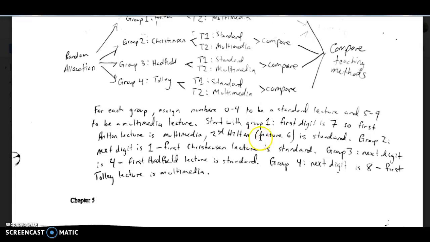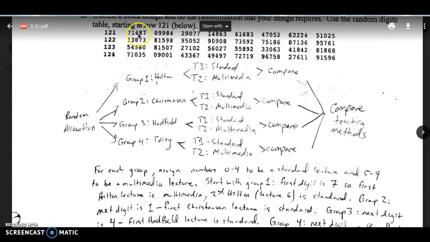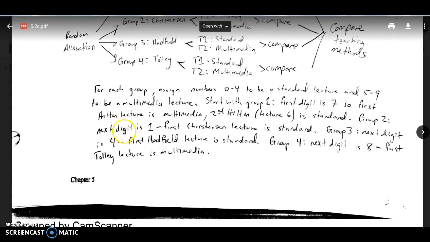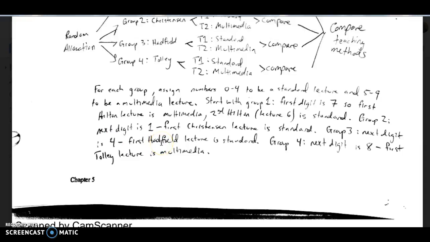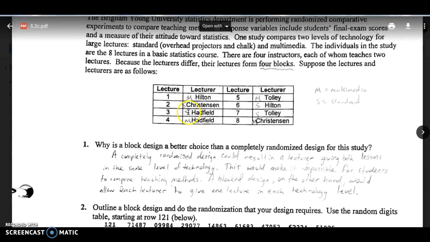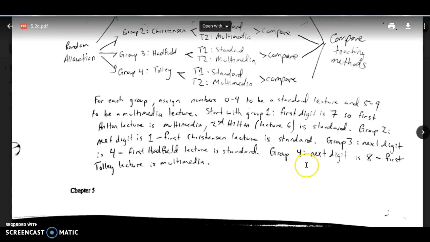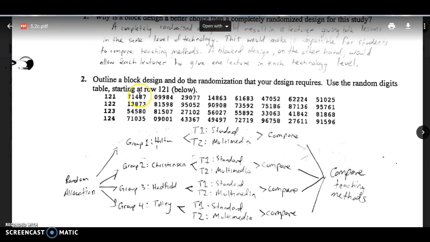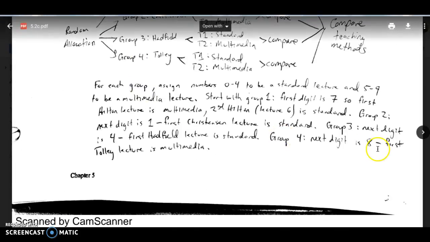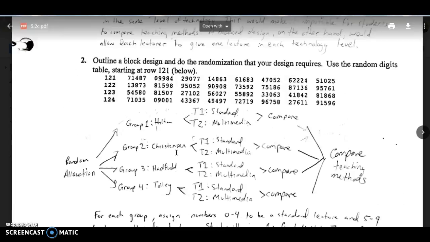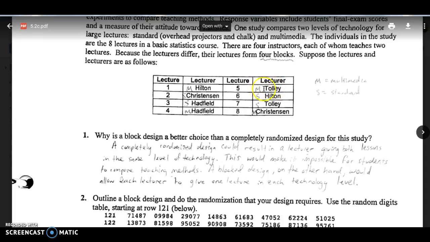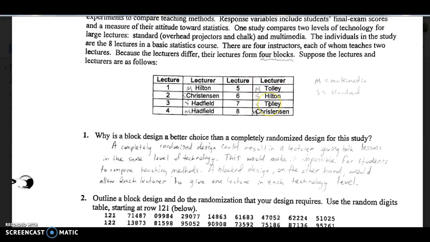Then I continue this process for the next two groups. For group 3, the next digit I saw on the table for line 121 is 4. 4 represents a standard lecture, so Hadfield's first lecture is going to be a standard one, and Hadfield's second is going to be multimedia. You can see up here, Hadfield's first one is standard S, and the second one is multimedia. And then group 4, the next digit I saw on the table was 8. Next digit here is 8. So that means the first Tolley lecture is multimedia, and the second Tolley lecture is a standard method. So back up here, Tolley's first one is multimedia, second one is standard.